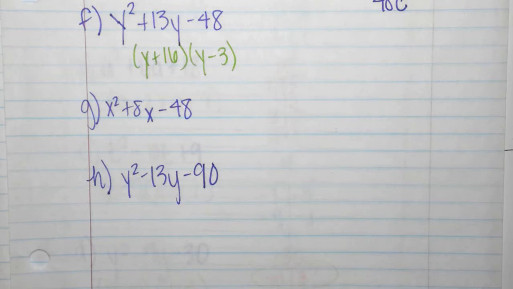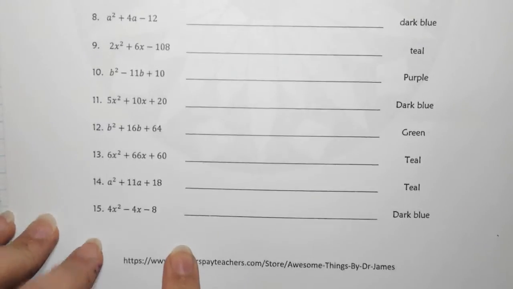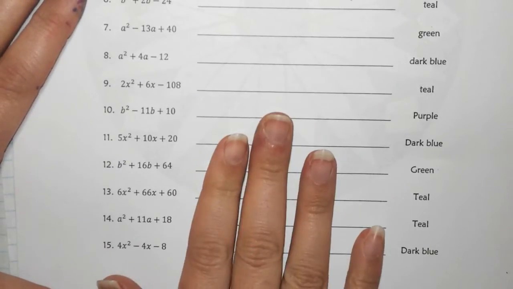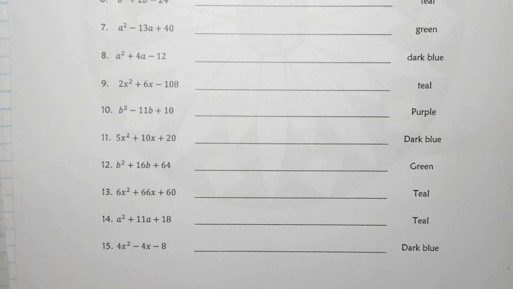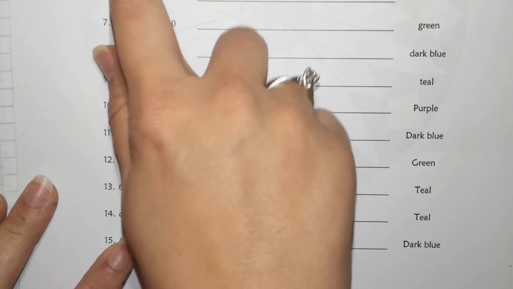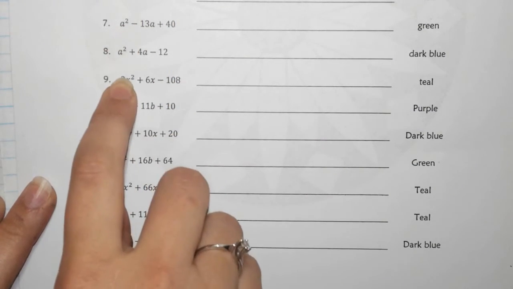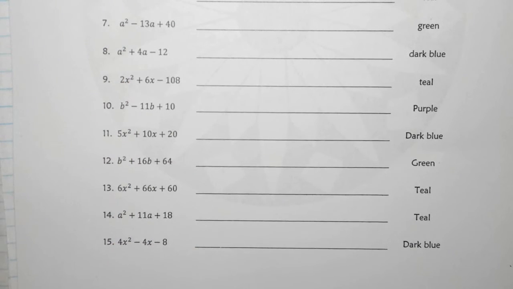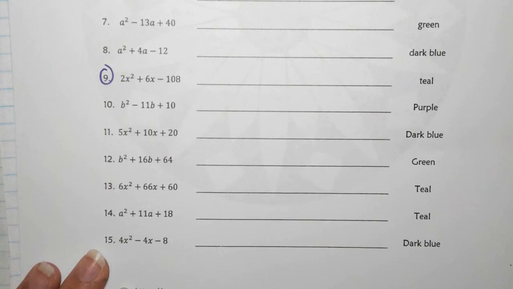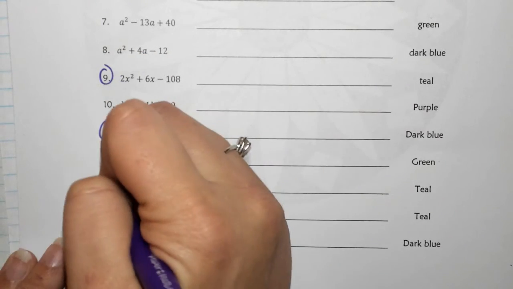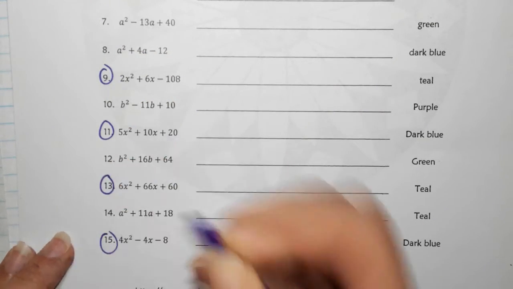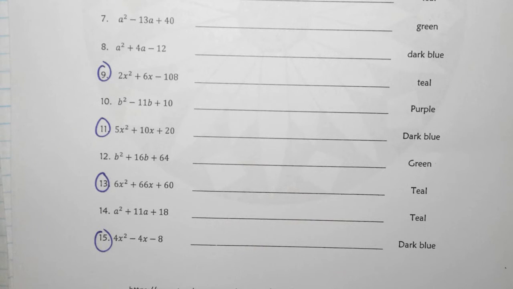Alright, so before we leave, let's look at something on this page. And then we'll review these tomorrow before we start our other activity. We have only had problems where A equals 1, where there's not a number out front, where we just have B squared or A squared or X squared. Do you see any problems that might be a little different than that? Number 9. 11. 13. 15. Factor out the GCF first.